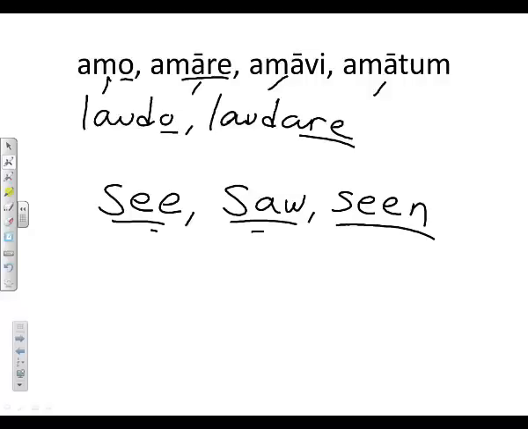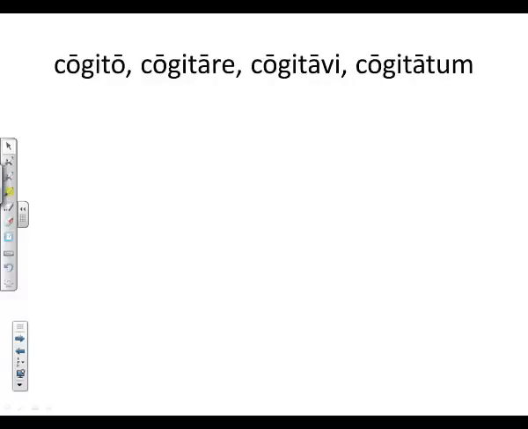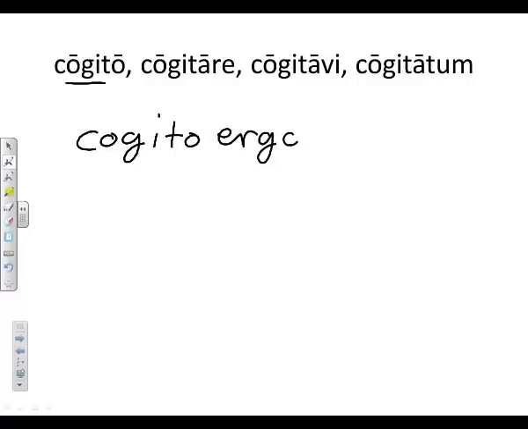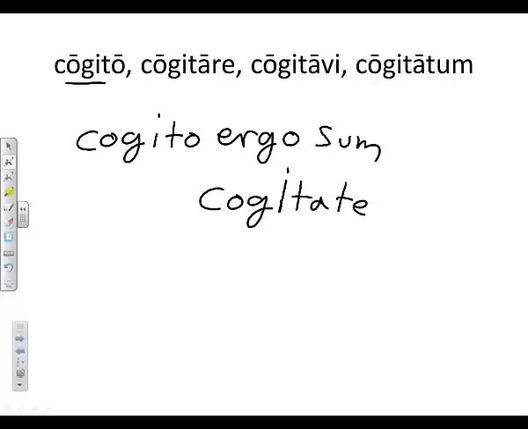But there are other verbs where it gets a little more complicated. Cogito, cogitare, cogitavi, cogitatum. This is just here, I think, as in I think therefore I am. Cogito ergo sum. And there are some cognates of this. For instance, to cogitate means to meditate or think about something, to cogitate on a matter. So, to think. Wheelock probably gives some other definitions too.